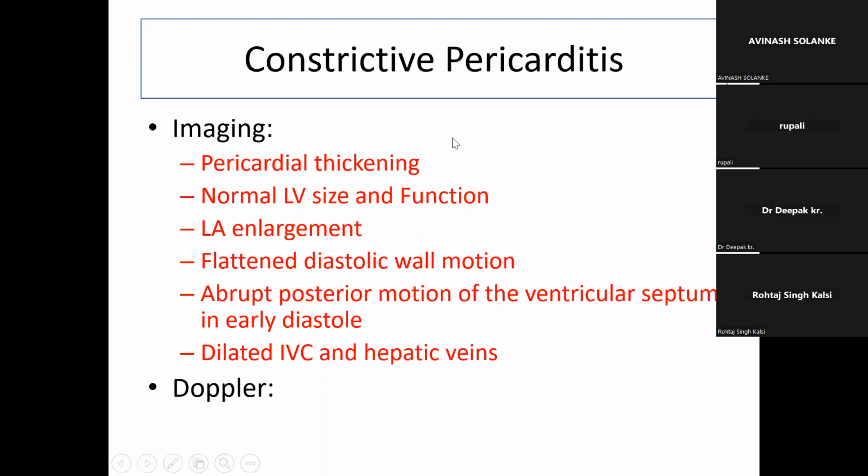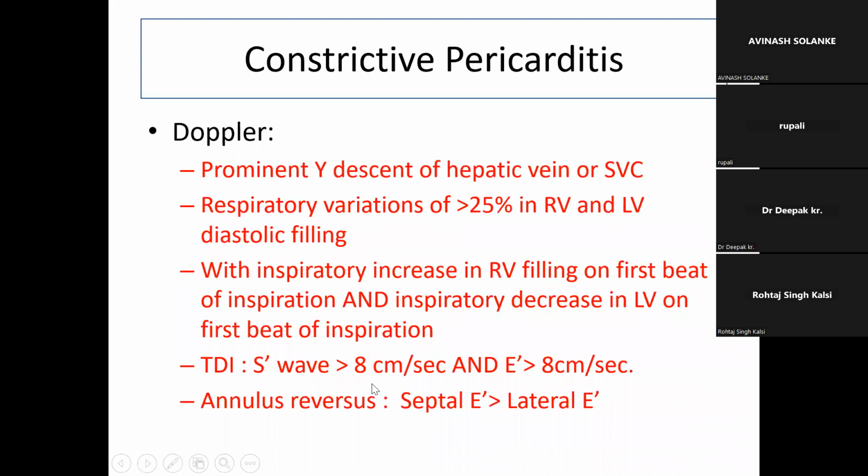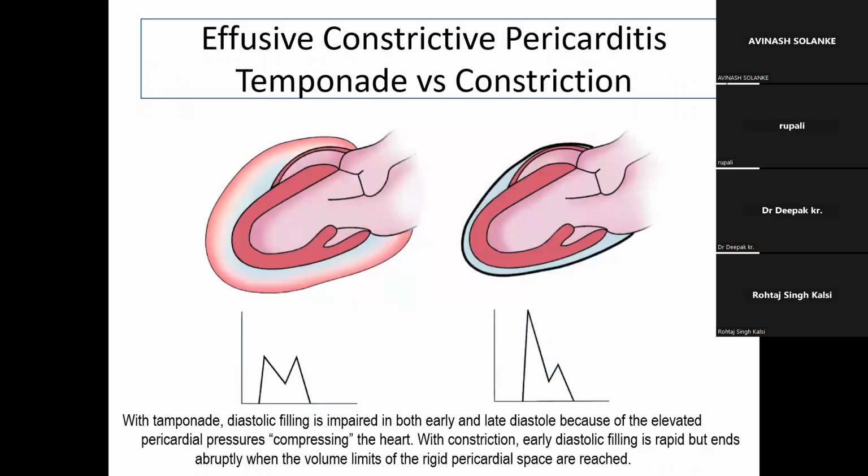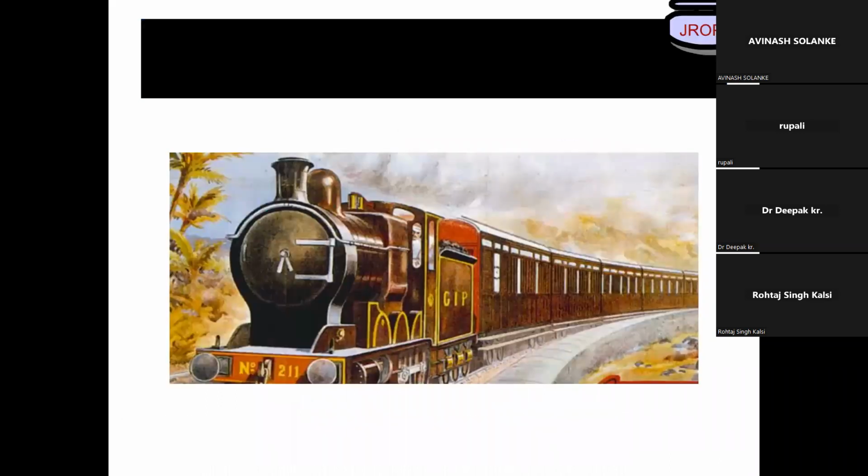Again, repeating the same things: pericardial thickening, normal ventricular size, atrial enlargement, flattened diastolic wall, abrupt posterior wall motion of the ventricular septum, and dilated IVC and hepatic veins. So in a nutshell, that's what I wanted to tell you about the pericardium, starting from thickened pericardium, pericardial effusion, then tamponade, finally going to effusive constrictive pericarditis. I'll put a stop over here and take up your questions, whatever you would like to ask for today's session.